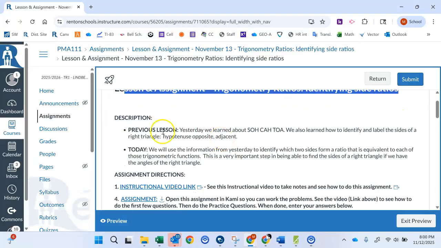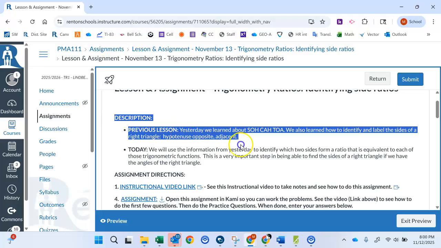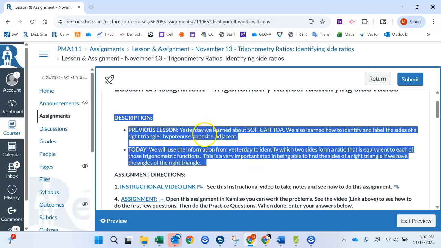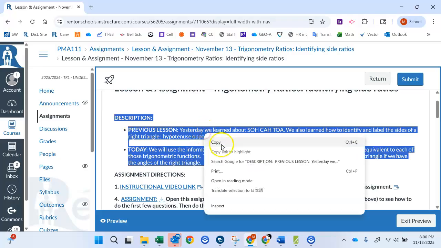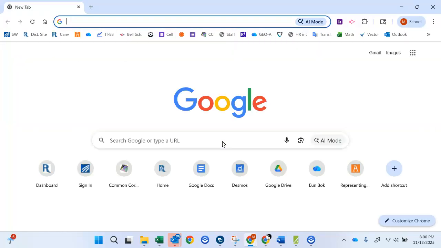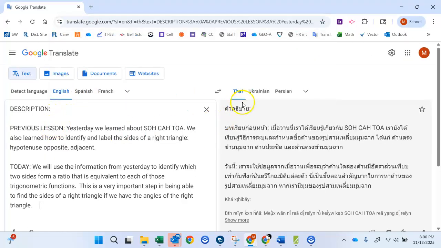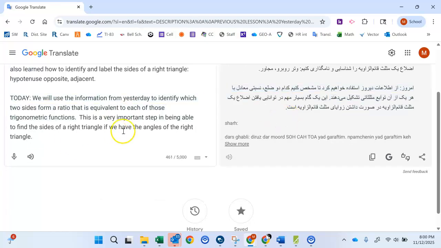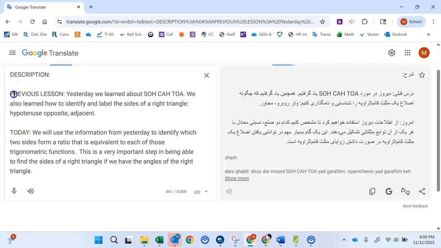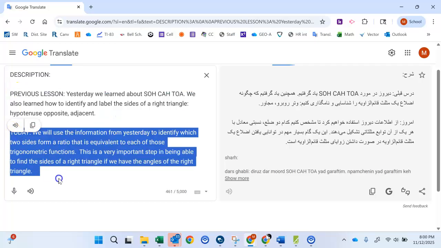So remember, this is very important to read this. Make sure you take that and if you need to translate it, make sure you do that. Go over here, translate, Control V, if you want to do Ukrainian, if you want to do Persian, okay? It's very important to understand what we did yesterday, what we did before, and what we're doing today.